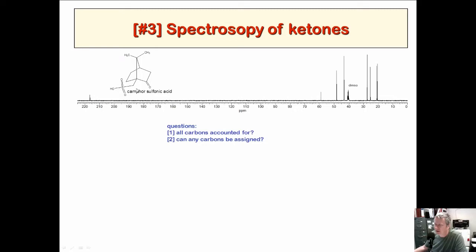And we see 1, 2, 3, 4, 5, 6, 7, 8 carbons. DMSO is a solvent, so skip that. Ignore that. We see 8. Is that how many carbons we got? Let's count. 1, 2, 3, 4, 5, 6, 7, 8, 9, 10.